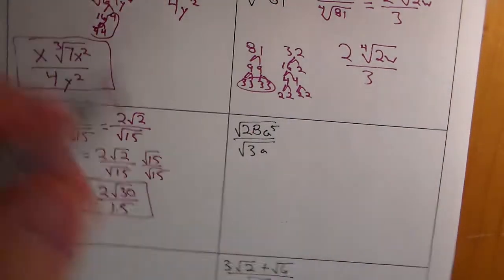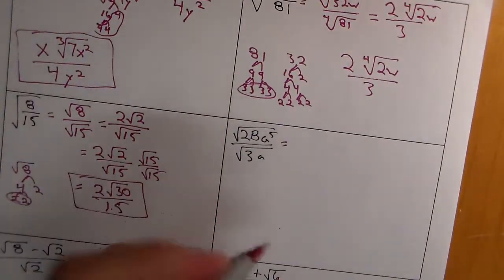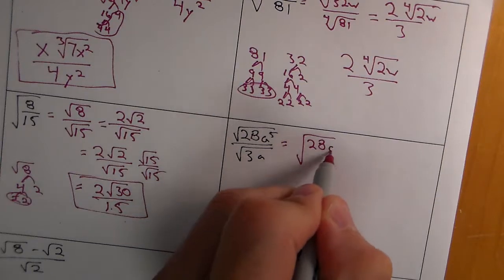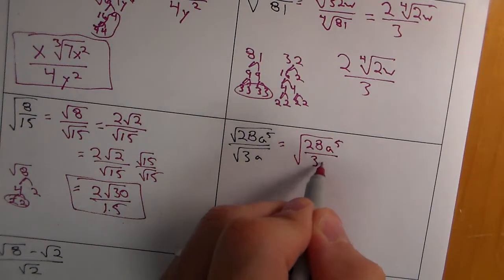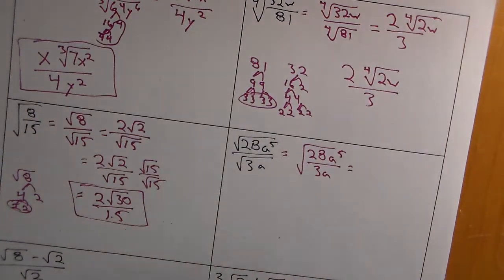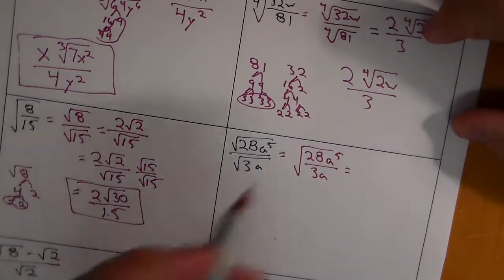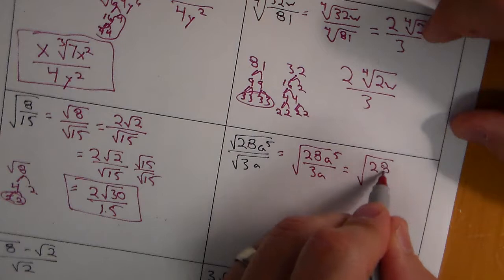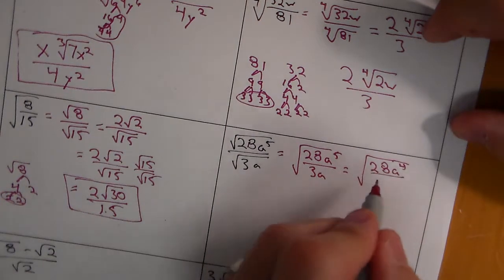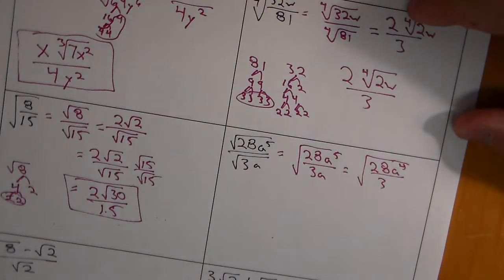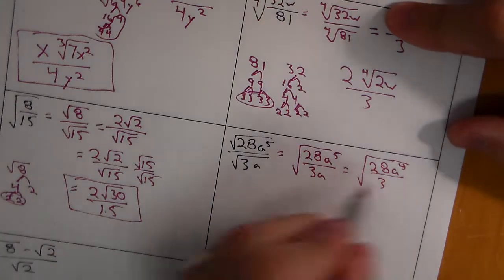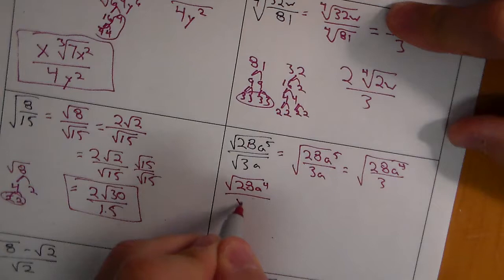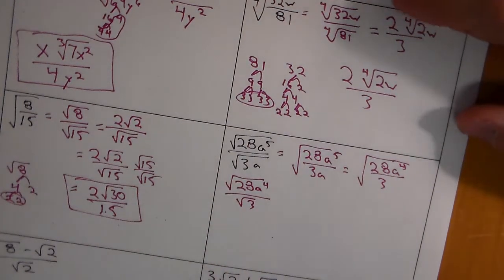Now, next one, I'm going to put this as one fraction. I got 28 a to the 5th over 3a. At first look, 28 and 3 aren't going to simplify, but a to the 5th over a does. So this becomes 28 a to the 4th over 3. I'm going to split them back up now and just go back to where we started, 28 a to the 4th over the square root of 3, and I probably need to rationalize.